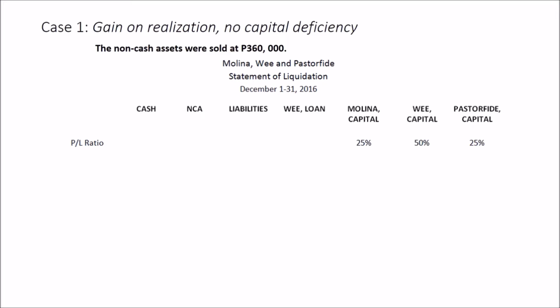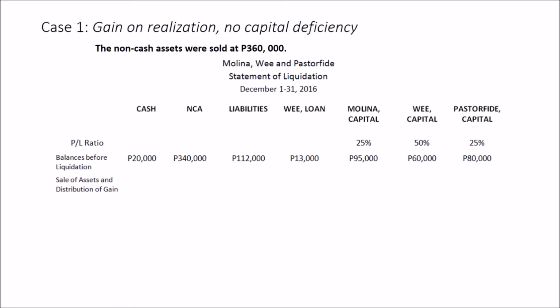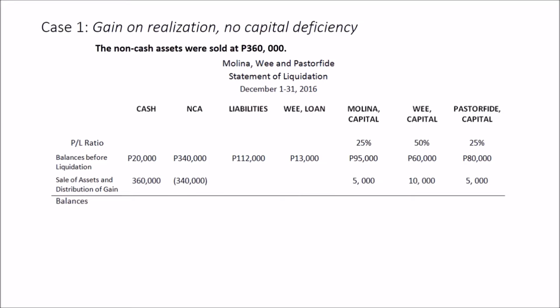Next are the balances before liquidation. These are the balances that we have gathered from the sample balance sheet. Next is the sale of assets and the distribution of gain, by which our non-cash assets were sold at $360,000. We now get the difference of the proceeds and book value of the NCA sold, that is $20,000. The gain is then distributed to their PL ratio, so we arrive at the following amounts: Molina, $5,000, We, $10,000, and Pastor Fide, $5,000. Always bear in mind that the assets must always be equal to liabilities plus capital.